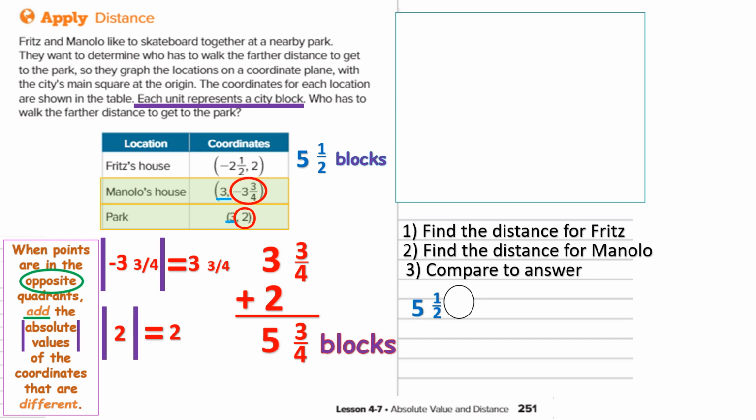All right, so he goes 5 3/4 blocks. So we're comparing 5 1/2 and 5 3/4. Now, once again, going back and reviewing, can I just compare mixed numbers if I don't have the same denominator? No, I can't, right? So I have to find a common denominator.